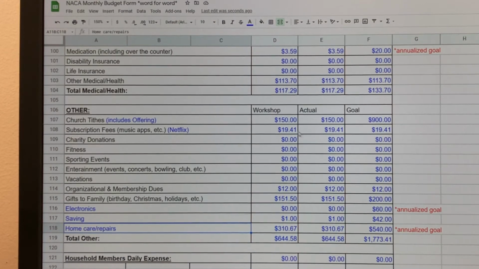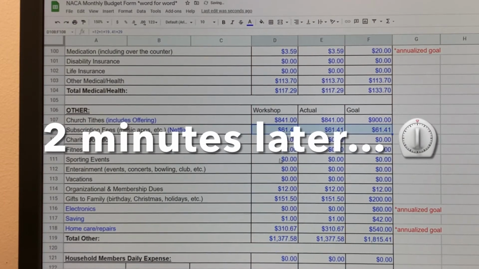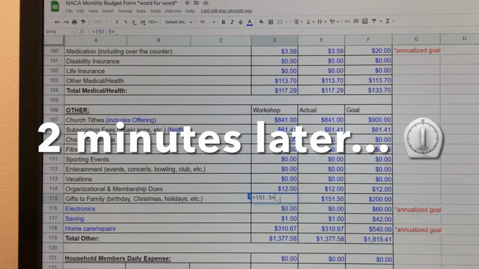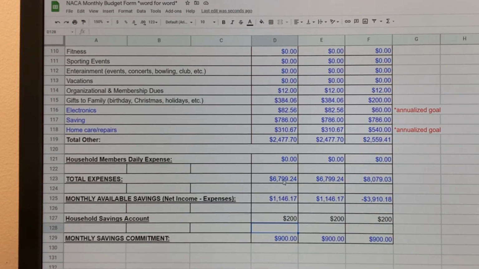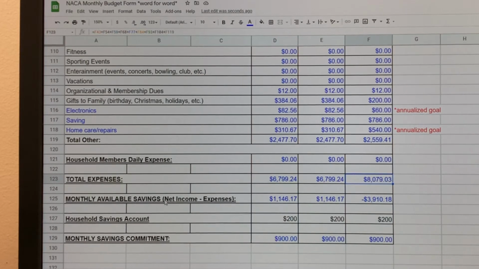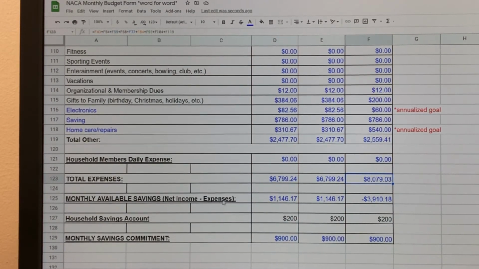Okay, let's finish other. And here at the bottom, I am just filling in what we put in towards our house savings. And in this chart at the bottom, it shows what your total expenses were for the month. And then it deducts what you made in your net overall. And it deducts your expenses so you can see what you have left over.